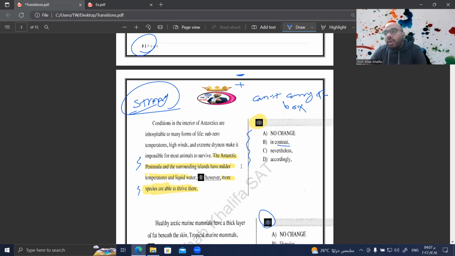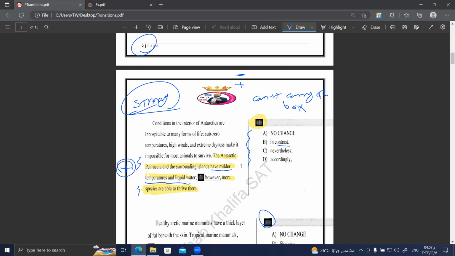Let's read. The Antarctic Peninsula and the surrounding islands have milder temperatures and liquid water. Is it a good thing or a bad thing? Good. How did you know? Because here it says that they have milder temperatures and liquid water. Excellent. So that is positive. What comes before is positive.